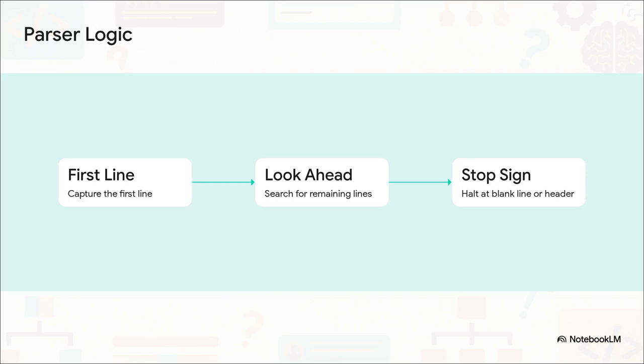Step 2. Look ahead for the remaining lines. The parser now actively searches for subsequent lines to see if they belong to that exact same paragraph. And finally, step 3. Stop at a blank line or a header. Because think about it. A paragraph is basically just a sequence of lines, not separated by blank space, and not starting with a header. Simple, right? This step-by-step logic beautifully solved that whole fracturing issue.